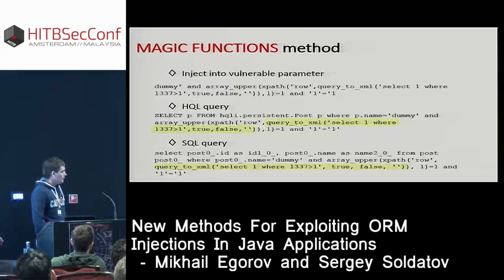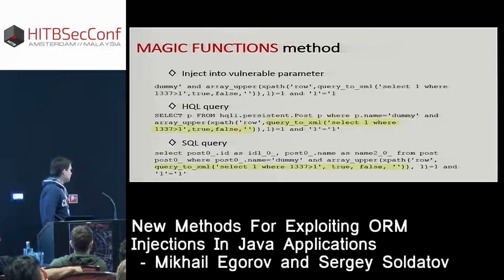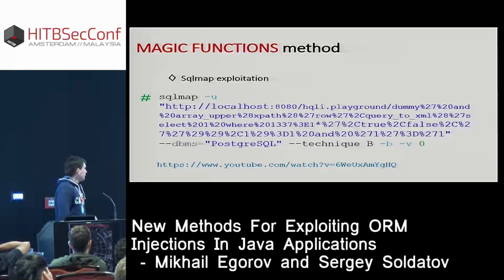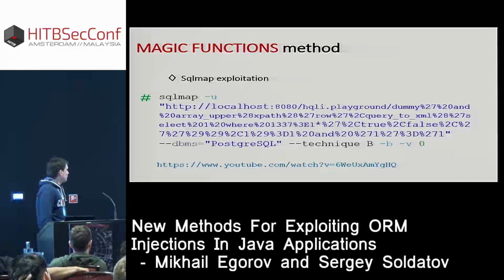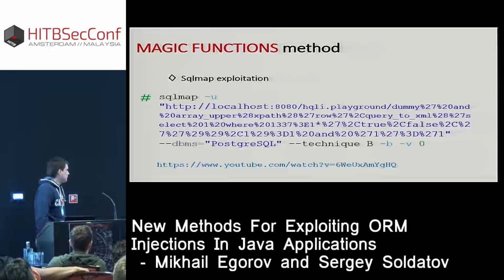So if we inject the following expression into the vulnerable parameter, you can see that PostgreSQL will get a SQL query with a query_to_xml function call. You can exploit ORM HQL injection when PostgreSQL is used using the following sqlmap command line. On my YouTube channel, you can find the video about how this exploitation method works.